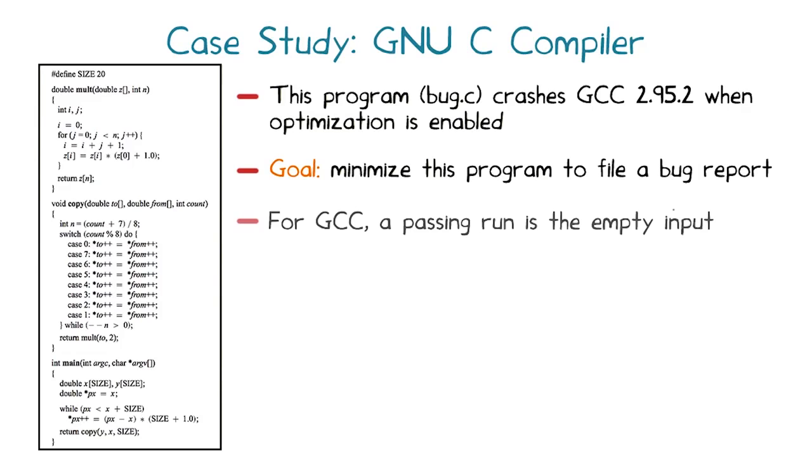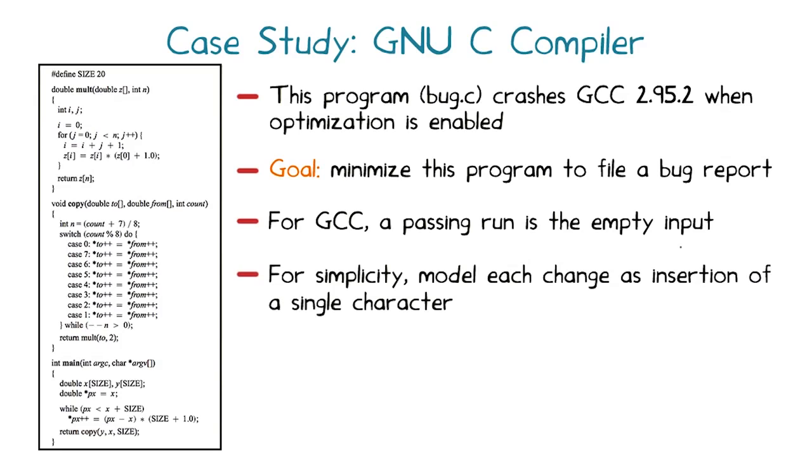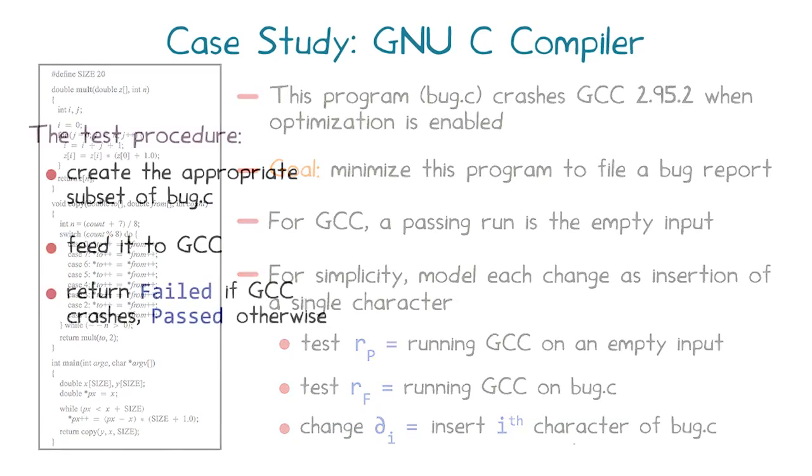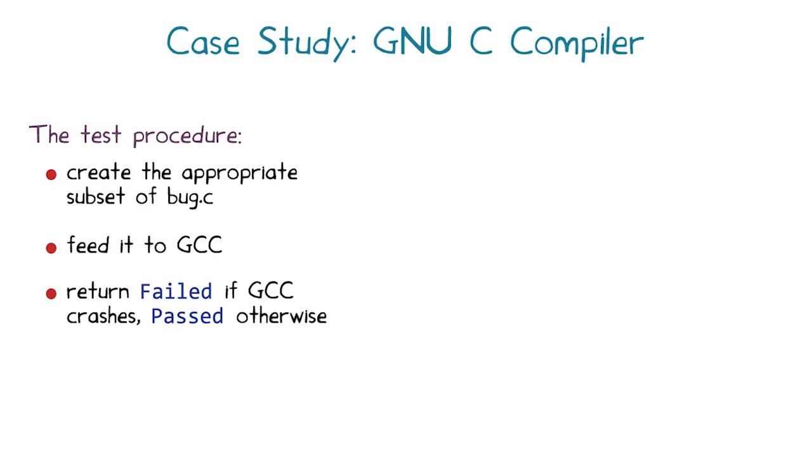For the GCC program, a passing input is the empty input. And for the sake of simplicity, let's model each change as an insertion of a single character. Then, in the terminology of the delta debugging algorithm, test RP denotes running GCC on an empty input, test RF denotes running GCC on bug.c, which is this entire input, and each change delta I denotes inserting the ith character of bug.c.